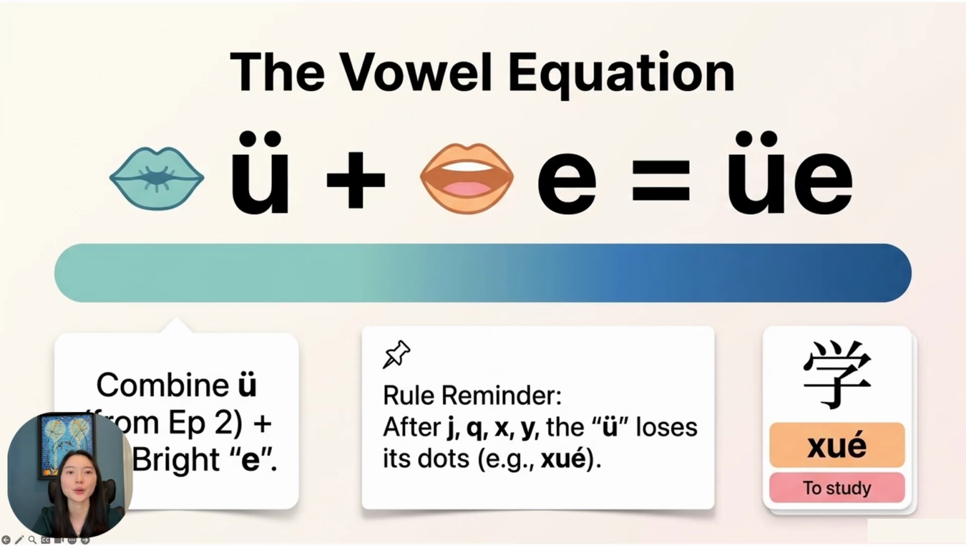This is 约 yuē. Ue combines u and e. Yue. From the u position, slide to the e position. Remember, after j, q, x, or y, the u loses the dots.